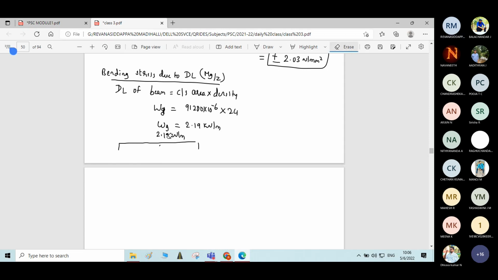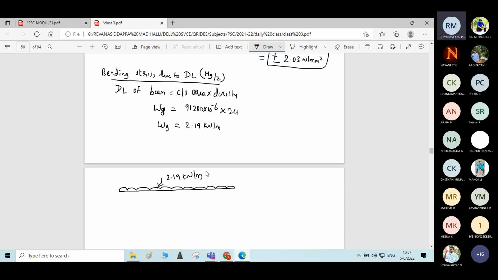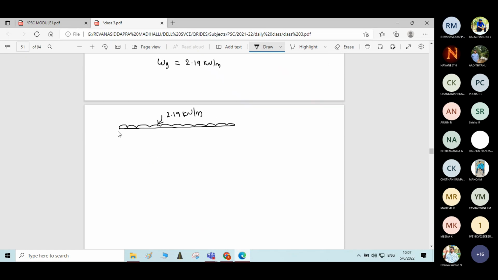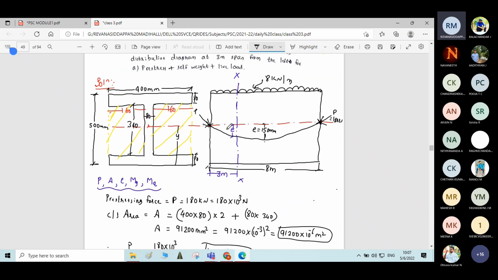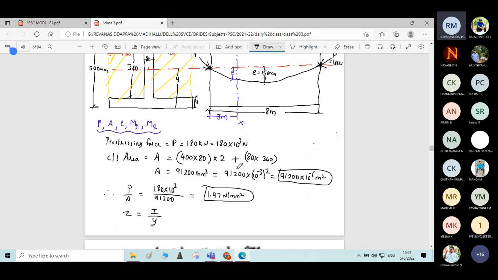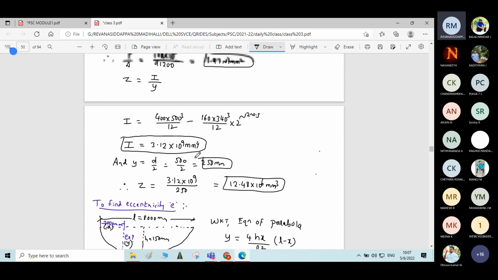Let me write the bigger diagram below. 2.19 kilonewton per meter. The span is 8 meter. Now we want the dead load moment Mg. Here, very important students, listen here. Here, moment is to be calculated at the point where the stresses need to be calculated. Okay, we need resultant stresses at 3 meter from the left support. Let me take the cross section here. Even the eccentricity we have calculated at 3 meter.